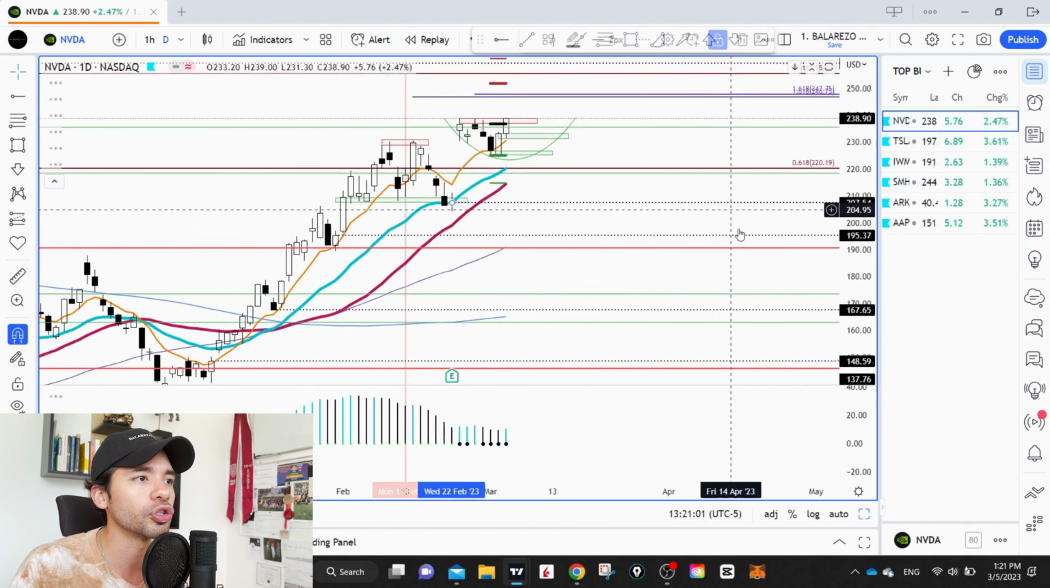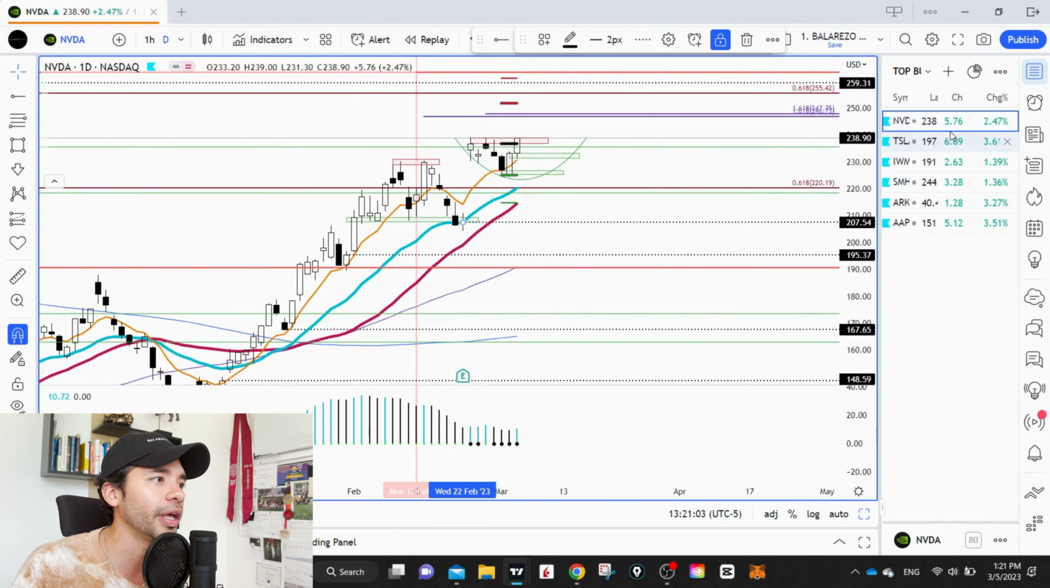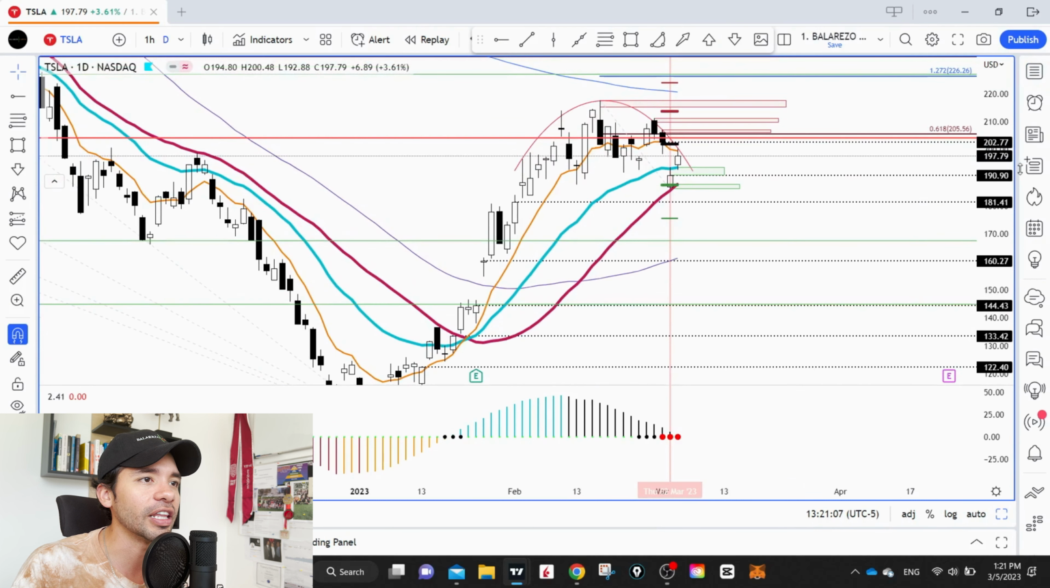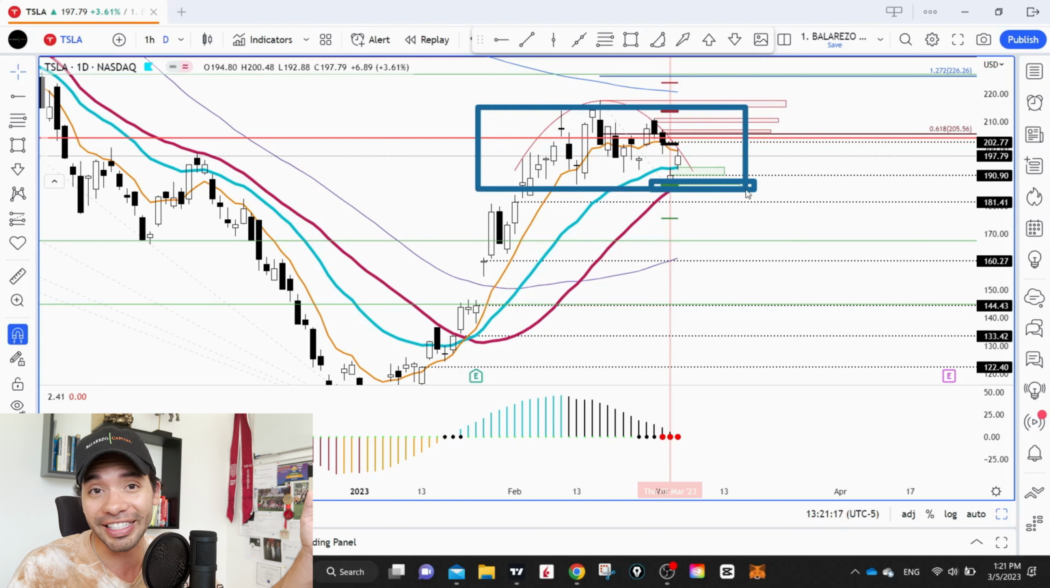If I have to choose only one setup for next week, I think I will go with Tesla. As long as Tesla continues to hold this level, which is basically the 30 daily moving average, I think that Tesla is one of the strongest names that we have. You can see that this one basically just went sideways while the entire market corrected. So I think this one is looking pretty nice.